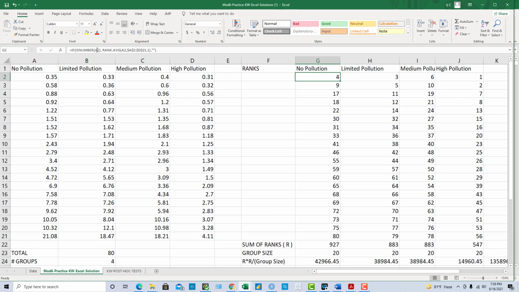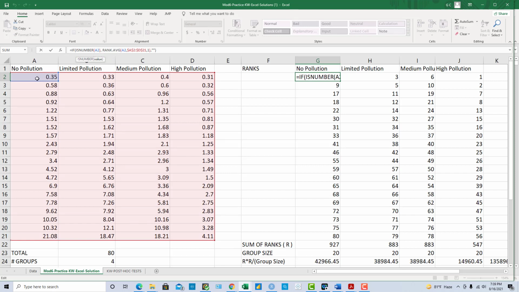A2 is the corresponding number. So we are trying to find whether A2 is a number or not. We don't have an issue with that. All our 80 values here are numbers. If it is a number, find out the rank of this number among all these 80 numbers. So that's what this is doing.